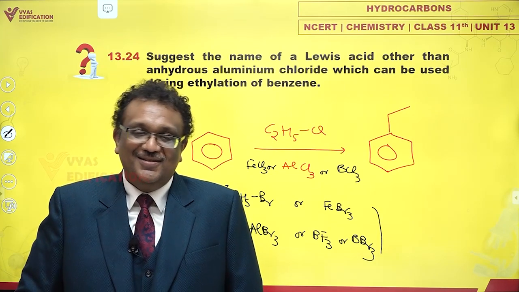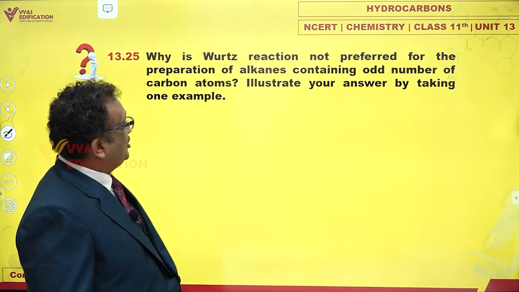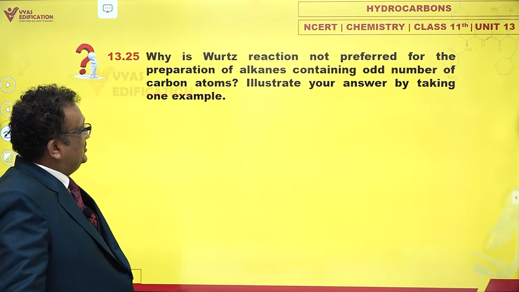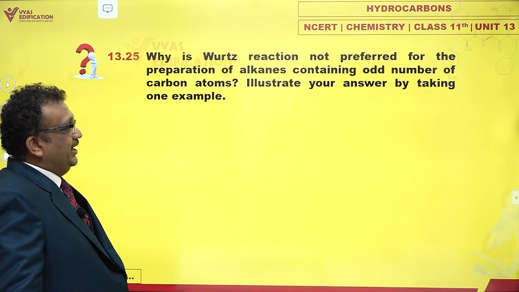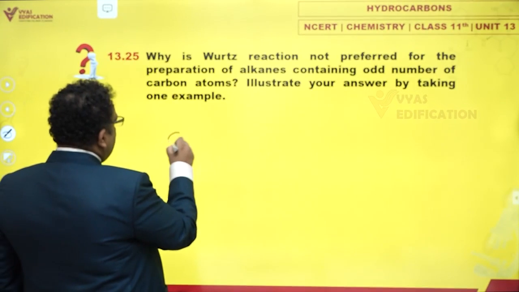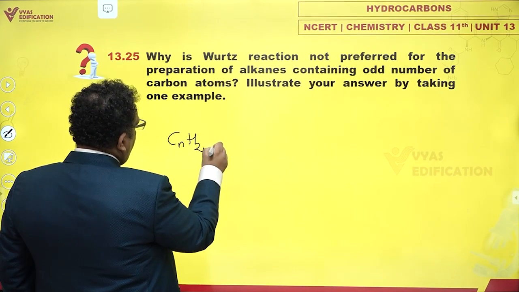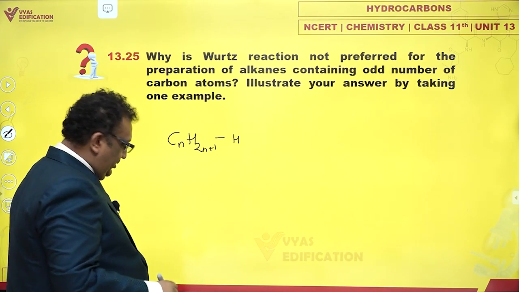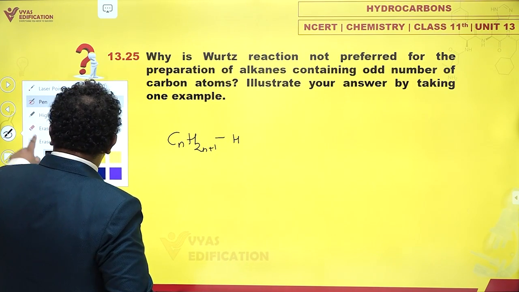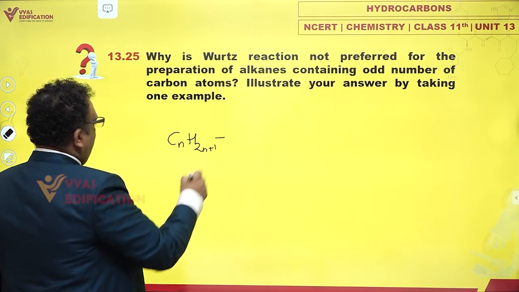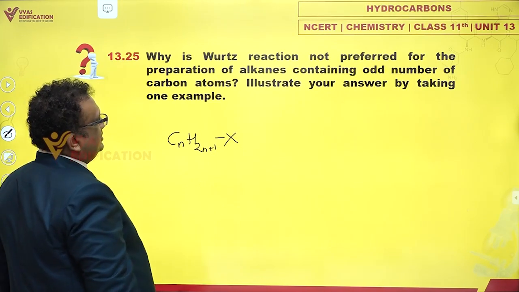Why is Wurtz reaction not preferred for preparation of alkanes containing odd number of carbon atoms? Illustrate your answer by taking one example. Let's take the most general example. Let us take any alkane. Any alkane is CnH2n+1 H. This is alkane, right? And let's say we have an alkyl halide made of this. An alkyl halide would have the formula CnH2n+1 X.